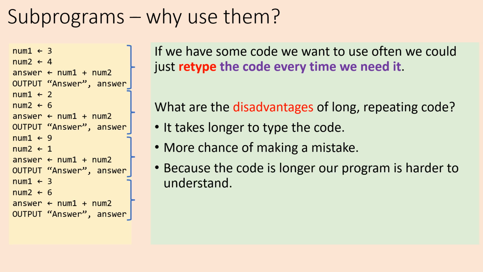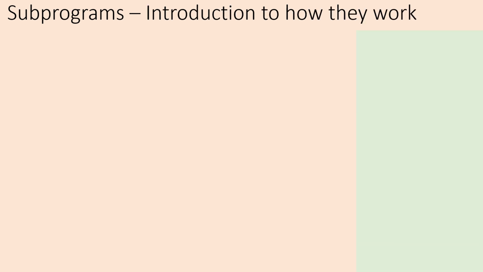We all do it. Because the code is longer, our program's going to be harder to understand as well. Even if you're a really good programmer, it's going to take longer for you to understand it because you have to read all of that code. And potentially it might be harder to spot or find errors, and particularly, as I mentioned before, finding a logic error, sometimes they can be quite difficult to find. So less lines of code, they're going to be easier to spot.